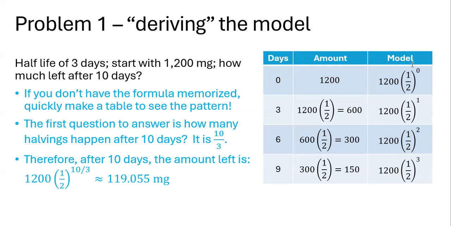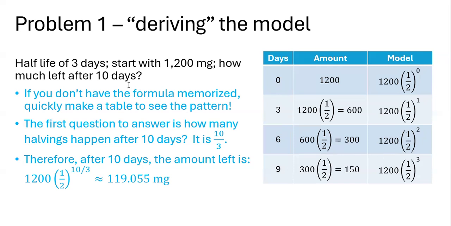You can think of it like this. So what's the question asking? How much is left after 10 days? It's going to be for sure less than 150 because 9 days is 150. So when we go one more day, it's going to decay a little more. So how many halvings occurred after 10 days? Let's think of it again. After 3 days, 1 halving occurred, half to the first power, sorry. 6 days, 2 halvings occurred, so half squared. 9 days, 3 halvings occurred, half cubed.